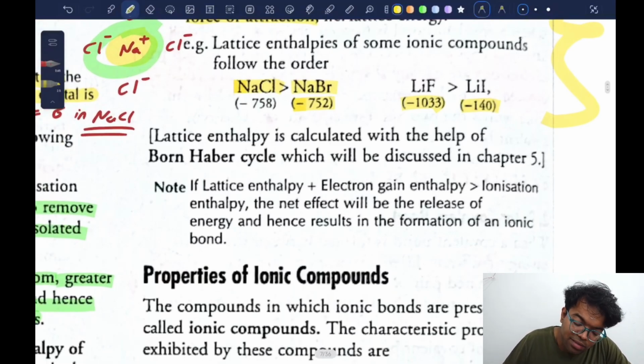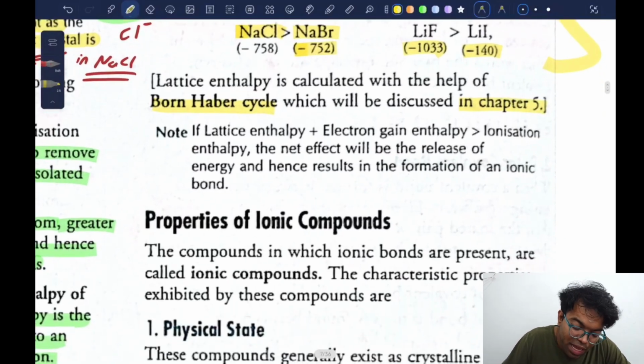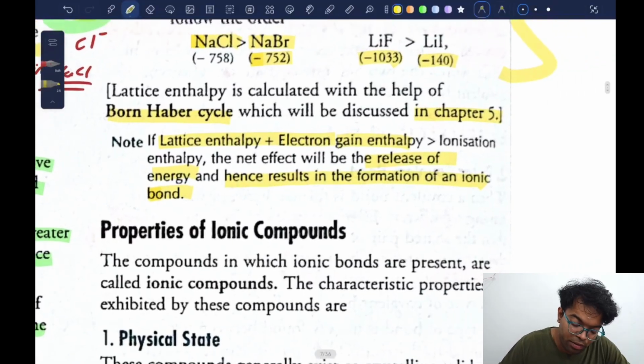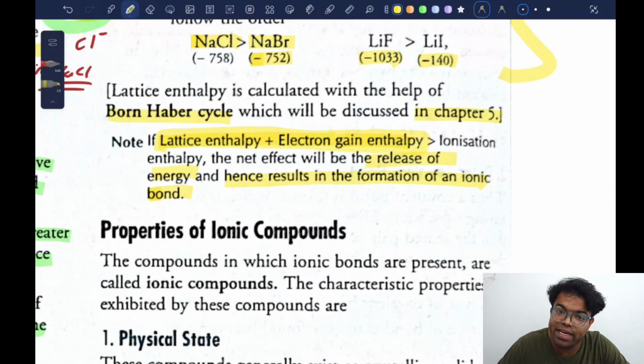Now, lattice enthalpy is calculated with the help of the Born-Haber cycle, which will be discussed in chapter number 5. If lattice enthalpy plus electron gain enthalpy is greater than the ionization enthalpy, then the net effect will be the release of energy and hence result in the formation of an ionic bond. Understood? So lattice enthalpy plus electron gain enthalpy should be greater than the ionization enthalpy.